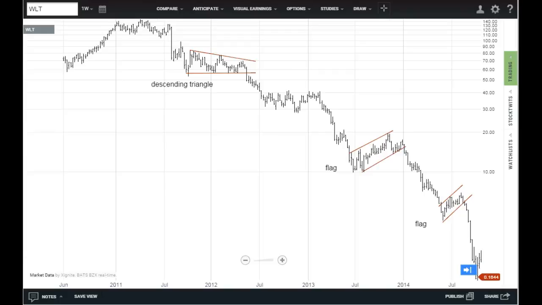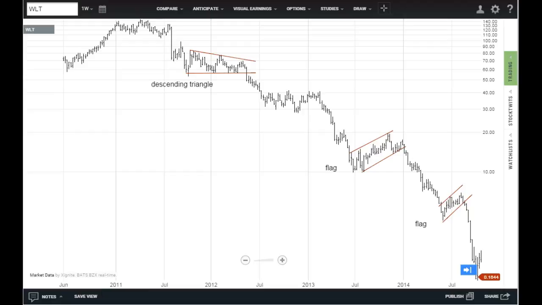Starting with triangles. This is a type of continuation pattern that has converging lines of support and resistance. Some traders refer to triangles as coils because the trading action gets tighter and tighter until the market breaks out with great force. Again, the breakout usually, but not always, occurs in the direction of the original trend.